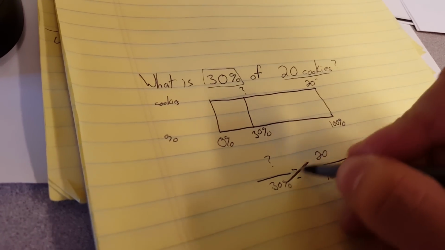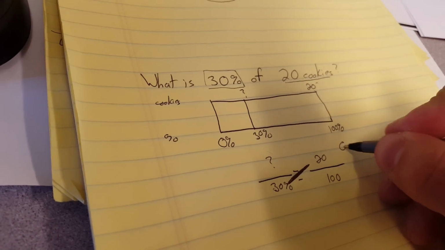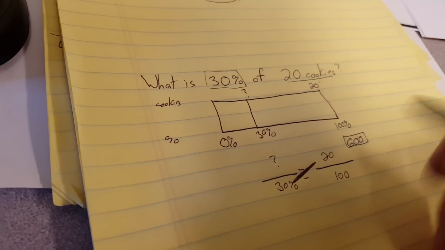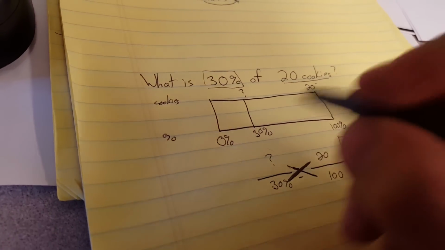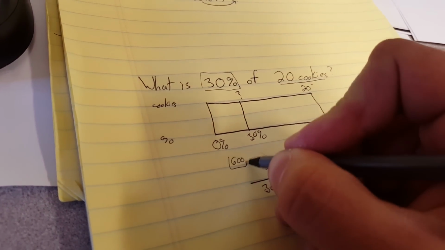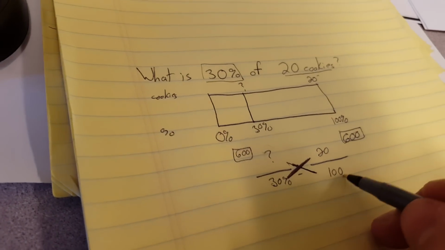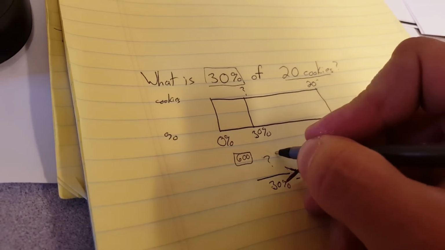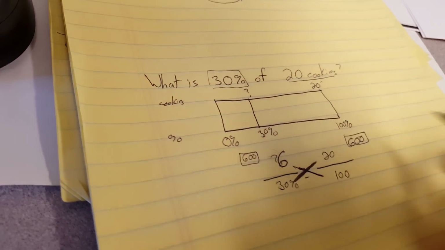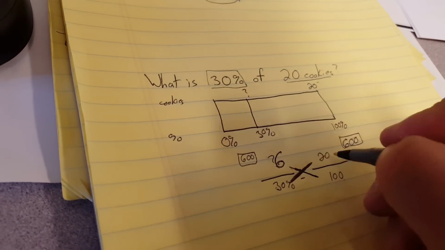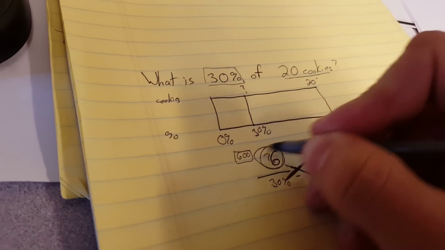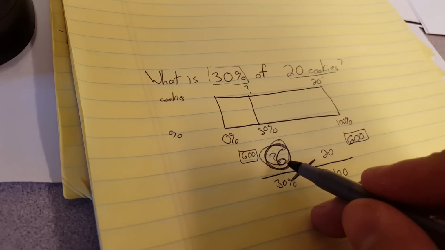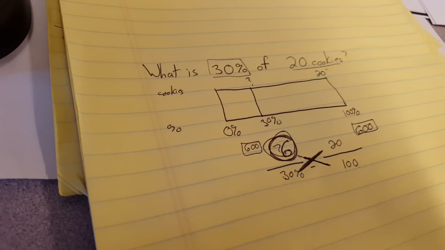So 30 times 20 gives me 600. And now I need this same product, 100 times this number, has to also equal 600. So 100 times 6 will equal 600. And these two fractions and ratios are now equivalent. So 30% of 20 cookies is 6 cookies. And that's how you use a percent bar.